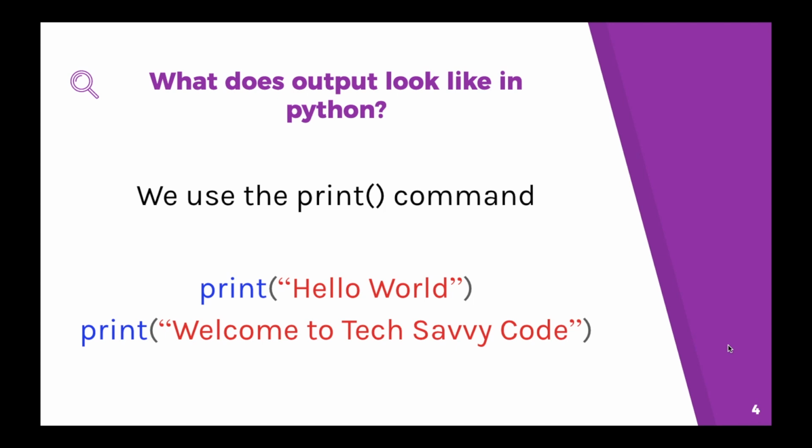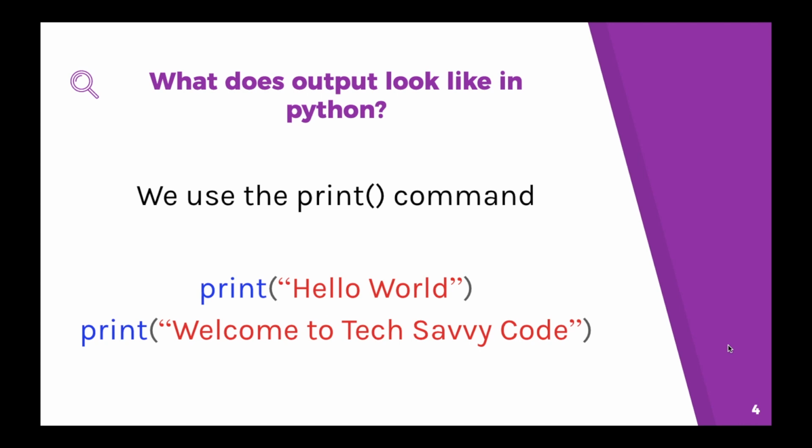These are two examples of a print command. If you notice, print in my example is in blue. Normally in different editors, the command that you're using will turn a different color so that you know that it is a command or a function. And then I have my parentheses, and inside of my parentheses, I wrote some text. My first print statement says, hello world, and my second print statement says, welcome to Tech Savvy Code.